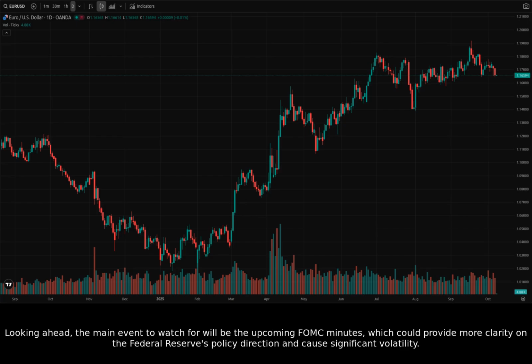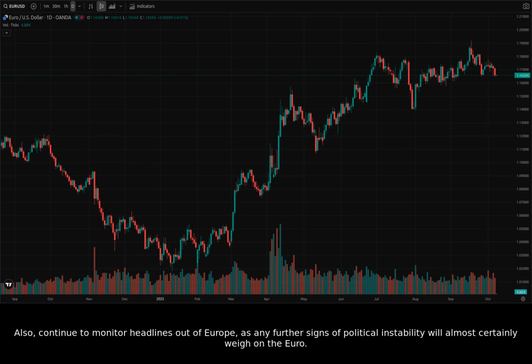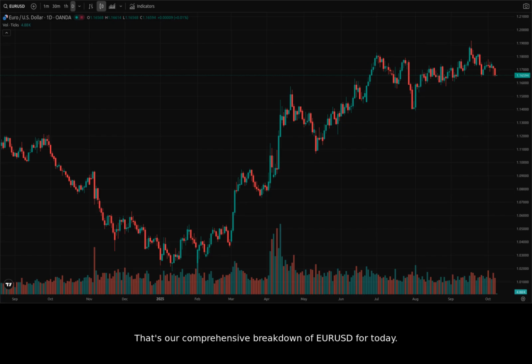Looking ahead, the main event to watch for will be the upcoming FOMC minutes, which could provide more clarity on the Federal Reserve's policy direction and cause significant volatility. Also, continue to monitor headlines out of Europe, as any further signs of political instability will almost certainly weigh on the euro. That's our comprehensive breakdown of EURUSD for today.